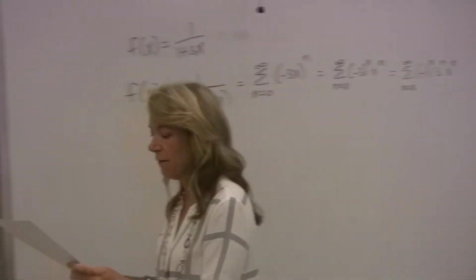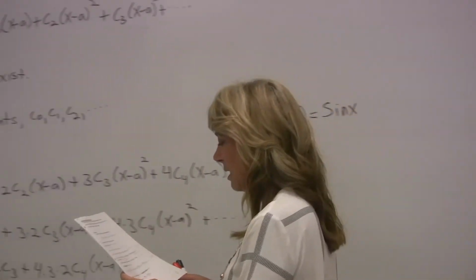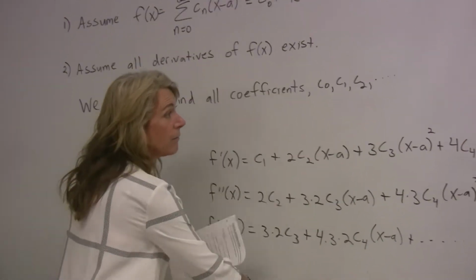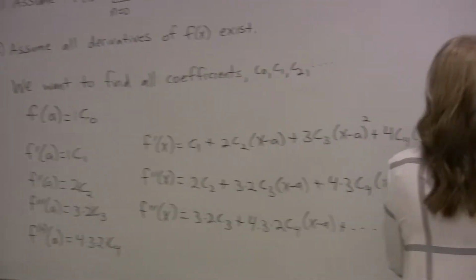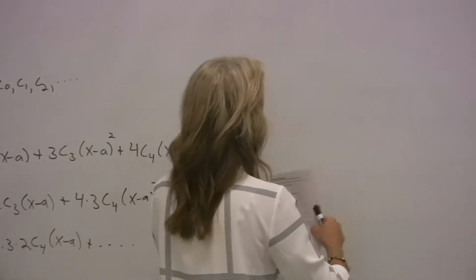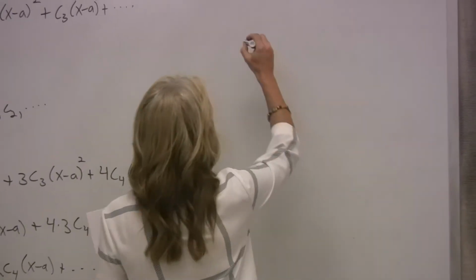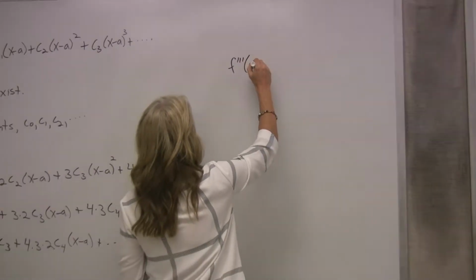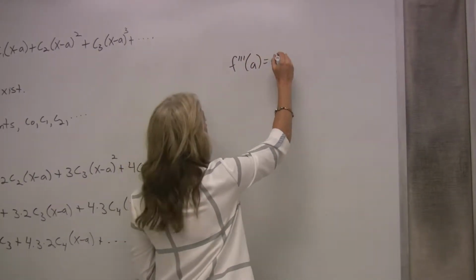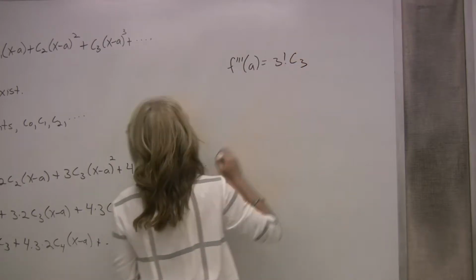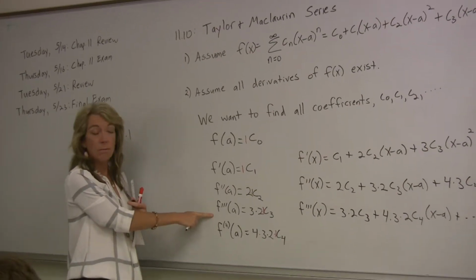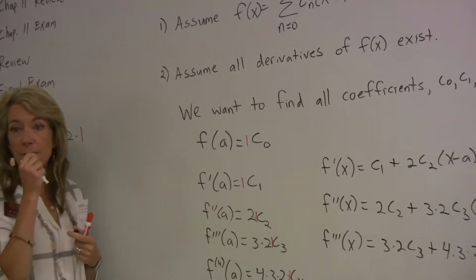Okay, where did I leave off? Did I write it down? I did. Okay, so I'm going to erase my example over here. So for example, let's just talk about the fourth one. Well, the third one's prettier. The third derivative at a is equal to 3 factorial c3. You guys agree with that? Can you solve that for c3?